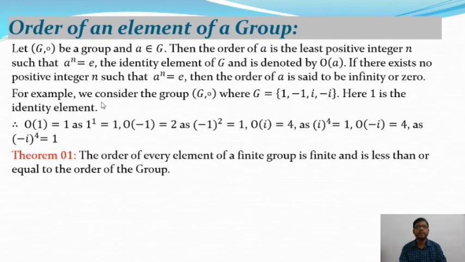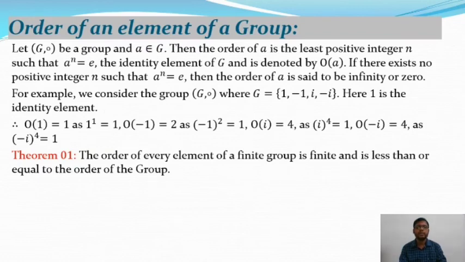For example, we consider the group G with composition, where G is equal to {1, minus 1, i, minus i}. So here G is a set with 4 elements, 1, minus 1, i and minus i, and the order of this group is 4. The number of elements is the order of a group. So G is a finite set and G contains 4 elements, so the order of G is equal to 4. Here 1 is the identity element.